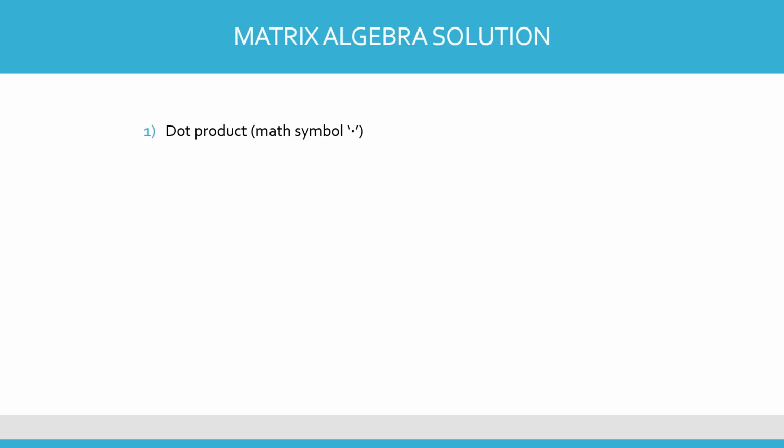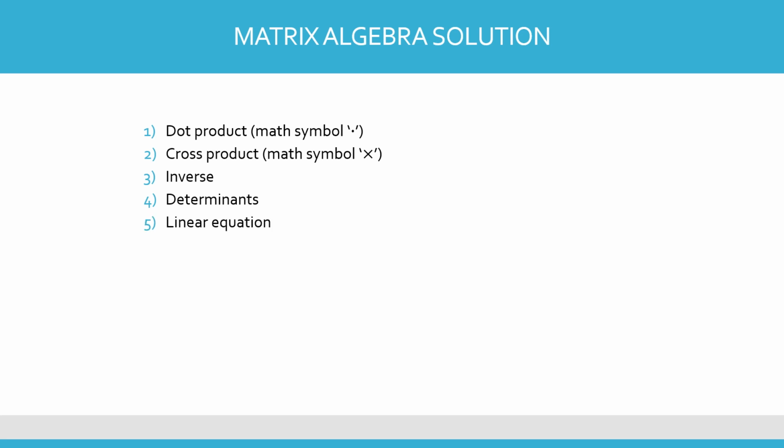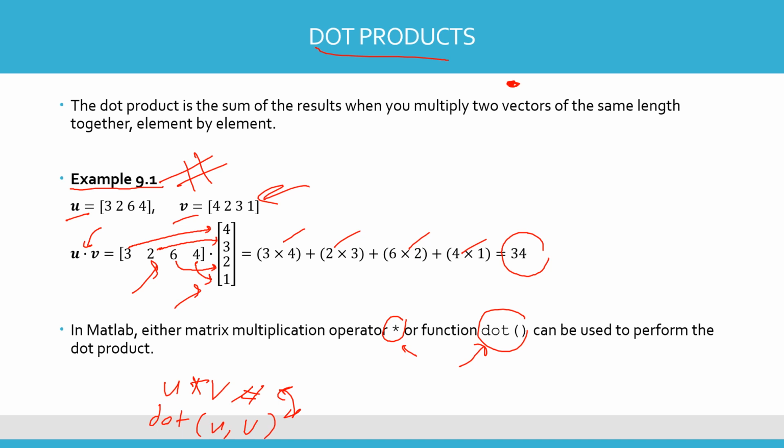When you learn about metric, you can have a dot product. In MATLAB we use the symbol dot, or we can have a cross product. In mathematics we use a cross sign, or X sign. So there are two types of metric multiplication, and we also need to learn about the inverse metric and the determinant. We also will learn the linear to represent. Dot product we represent with dot.